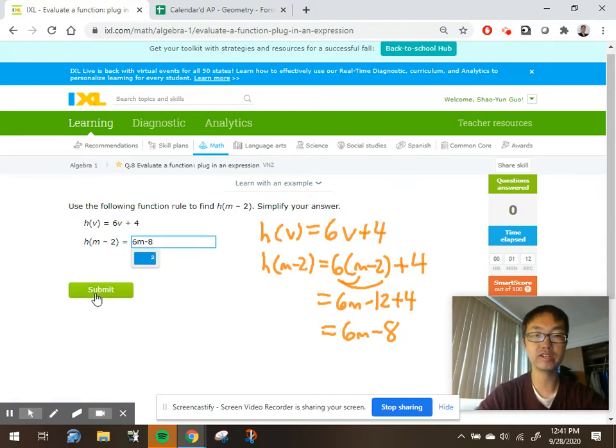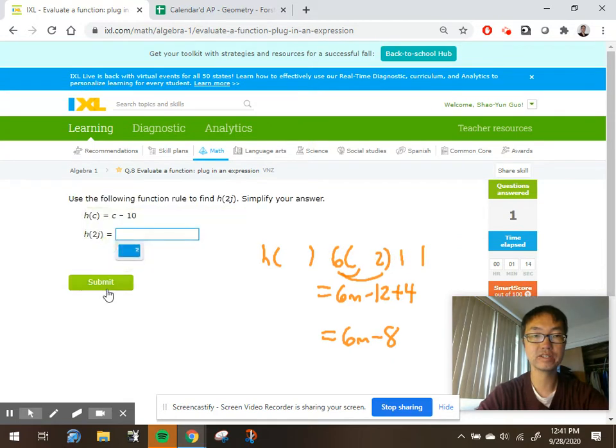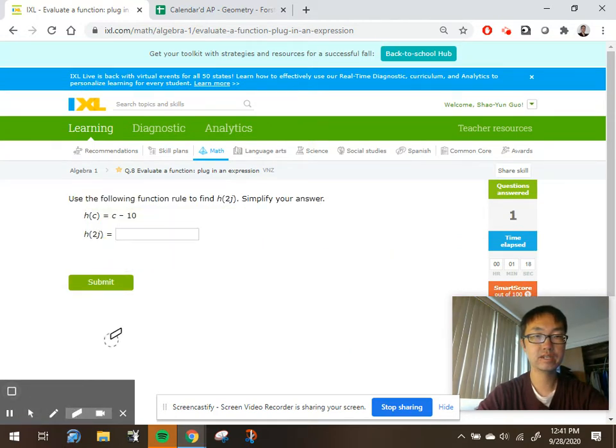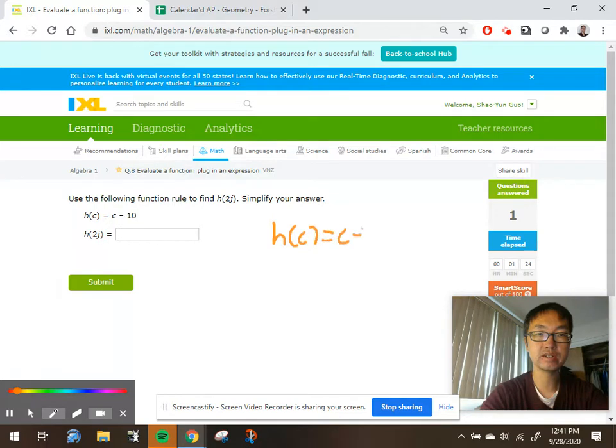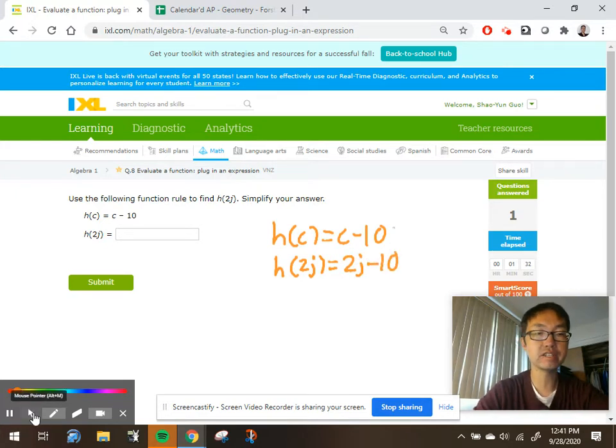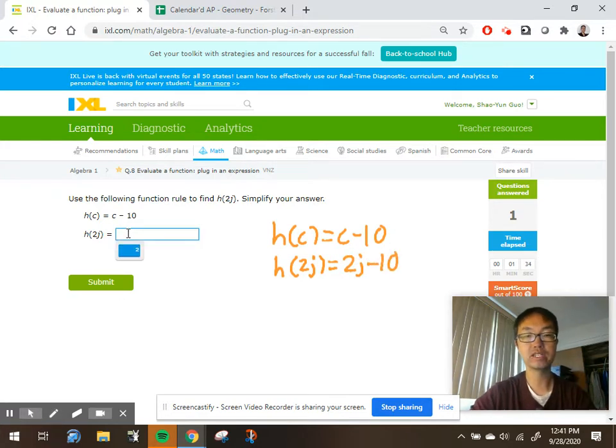This might take you a little bit to understand. So, all right, we'll practice this. h of 2j. So we know h of c is c minus 10. h of 2j, then you're plugging in 2j for c. So 2j minus 10. You can't simplify this any further. No like terms anywhere. So there you go.